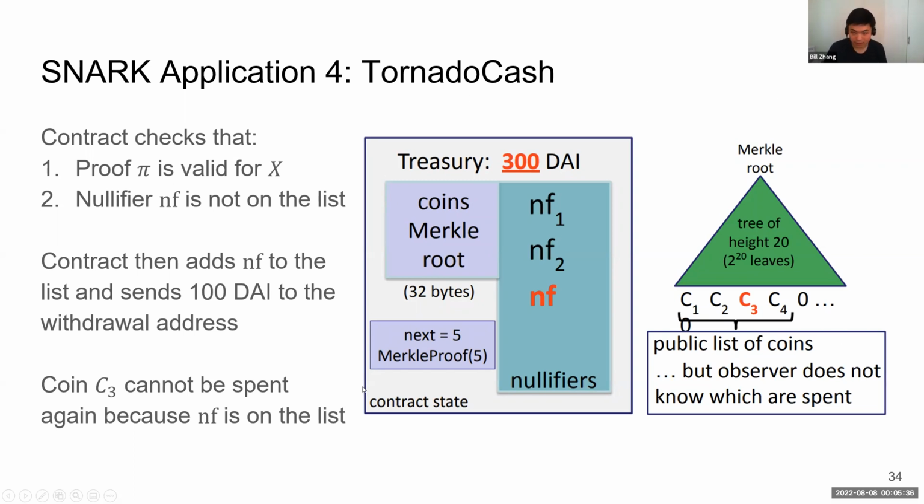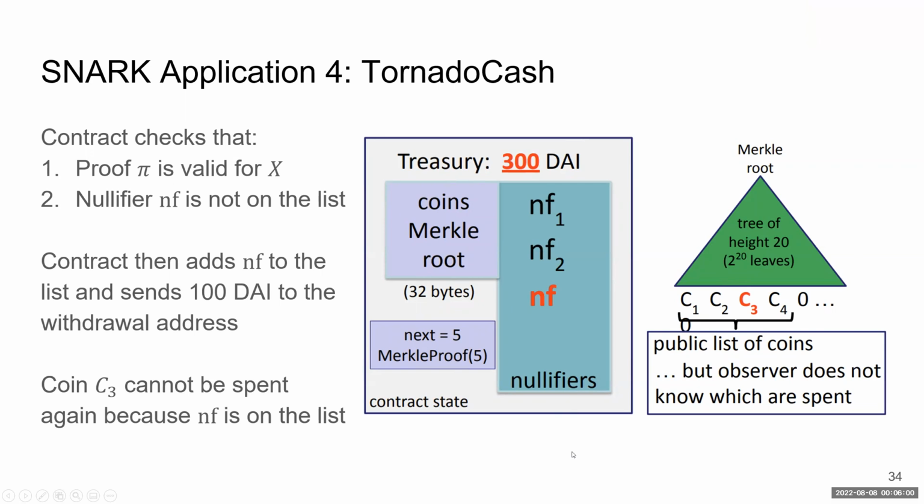And so this is the updated contract state after this is all done. This treasury now has 300 DAI again instead of 400 because 100 has been withdrawn. This Merkle root has not changed. The coins in this Merkle root have not changed because this coin is never pulled out of it. This coin is never removed. So nobody on the outside world knows which coin was the one that got spent. This nullifier got added to the list, and everything else stays the same.